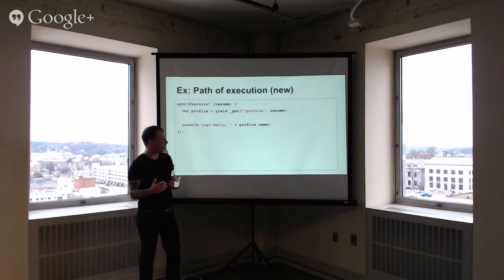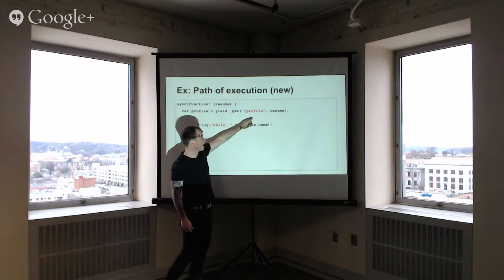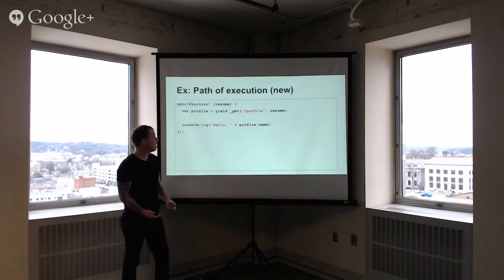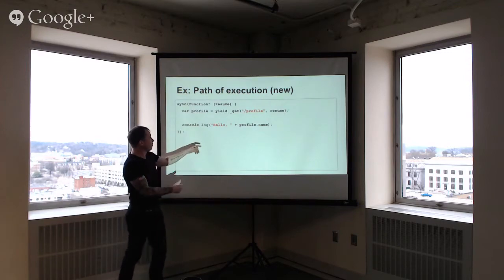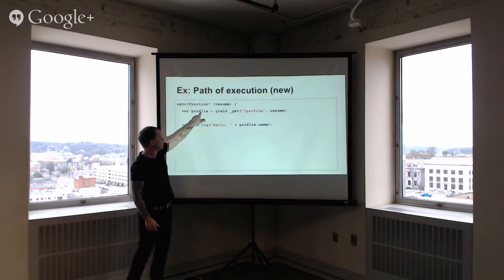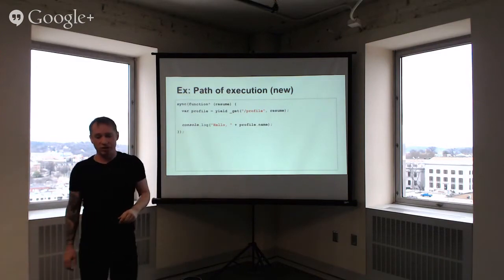We're going to suspend the generator function, and we're not going to resume it until the asynchronous callback passed to get profile has been executed. When that happens, we're going to resume the generator function with a value here, which we can then assign to profile. So we can write code that is asynchronous, but actually does look synchronous.